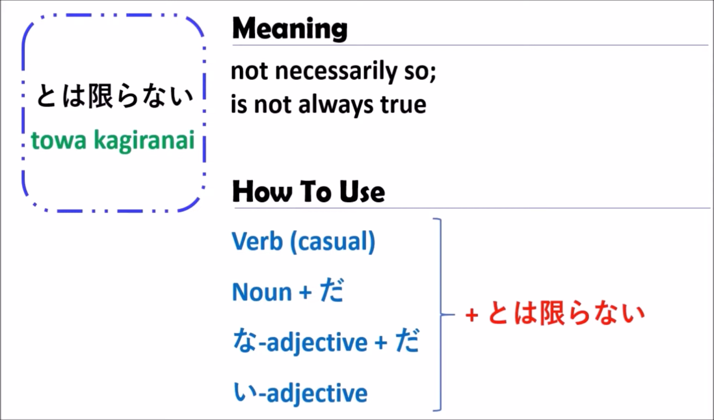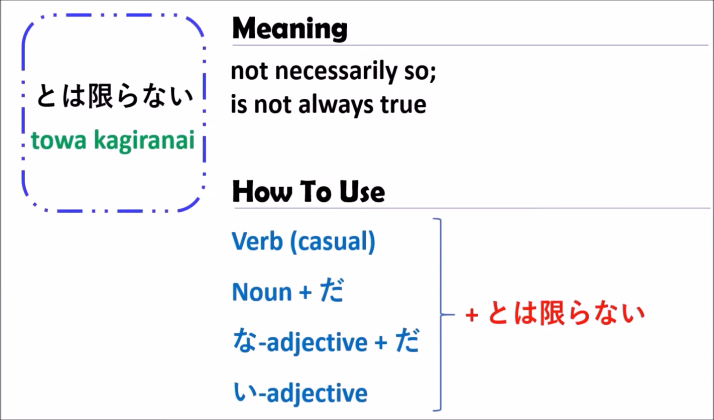as you see here. But what you have to be careful about when you use the grammar of TOWAKAGIRANAI is that when you use the verb, you should change the verb to be the casual form. And when you use the noun, after the noun you should follow by da, and after that followed by TOWAKAGIRANAI.